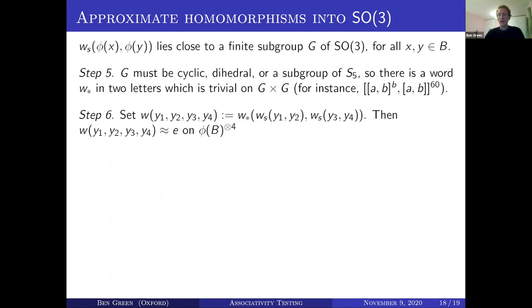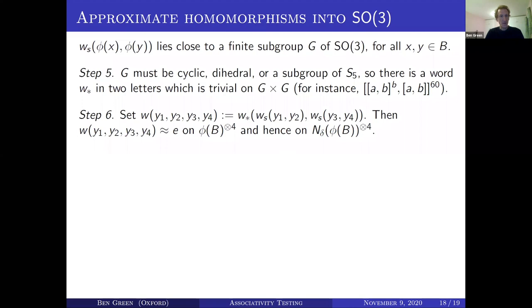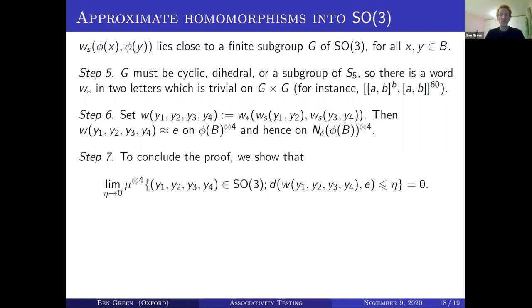But remember that this is pretty clearly going to lead to a contradiction, because I'm also assuming that this image phi of B is dense in SO3. So we know that SO3 contains free subgroups, and so we kind of know that there are no words that almost vanish on it. So to conclude the proof, that's what we need to show. We need to show that the measure of four-tuples of SO3 such that this word W of y1, y2, y3, y4 is within eta of the identity tends to zero as eta tends to zero.